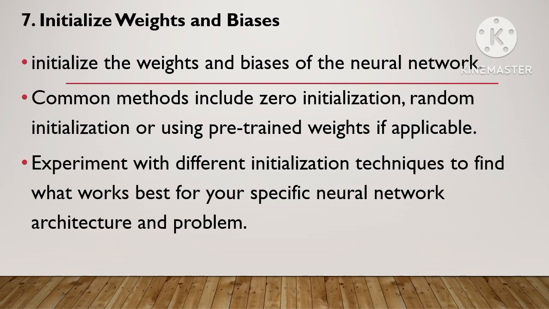So the initialization of weights and biases will depend on the specific problem that you want to solve and the structure that we chose. Yeah? So it will be a guiding factor. And we say that the proper initialization of weights and biases is crucial for training a neural network effectively. Poor initialization can lead to slow convergence, vanishing or exploding gradients, and suboptimal performance.